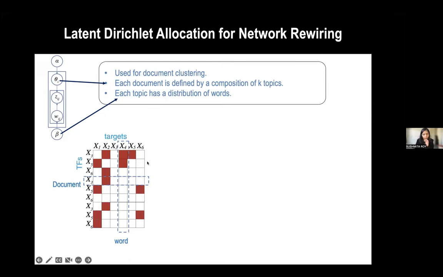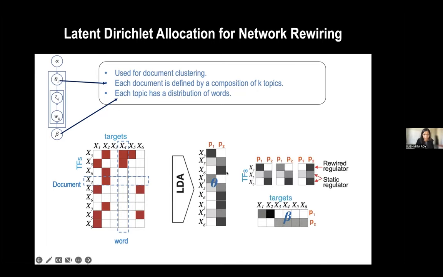Putting it in the context of a gene regulatory network, the way we do this is we basically stack up all the TFs from the different cell types as different rows, and the transcription factors become our documents, and the target genes become the words, and their presence or absence becomes whether a word is present in a document or not. And then with LDA, we get out the topic distribution of every transcription factor for each of the cell types, and we also get the probability with which a particular word, or target, belongs to a particular topic.